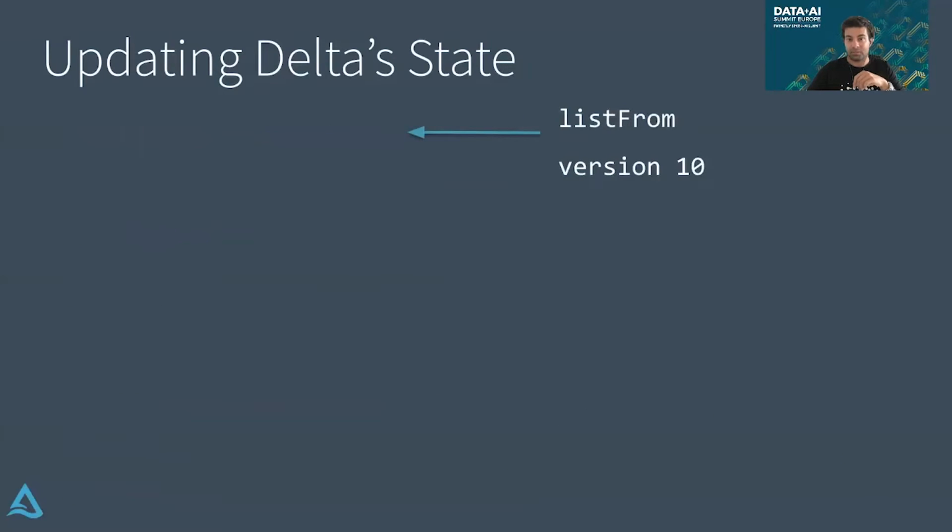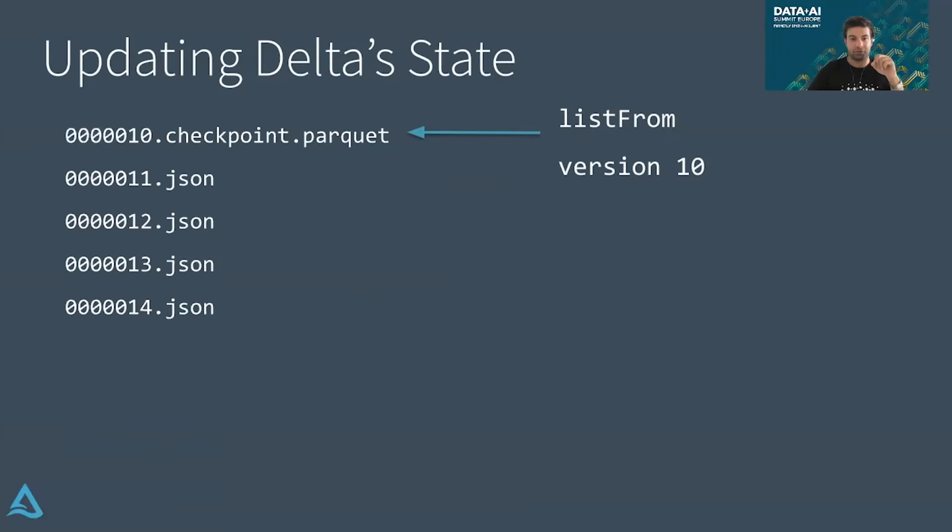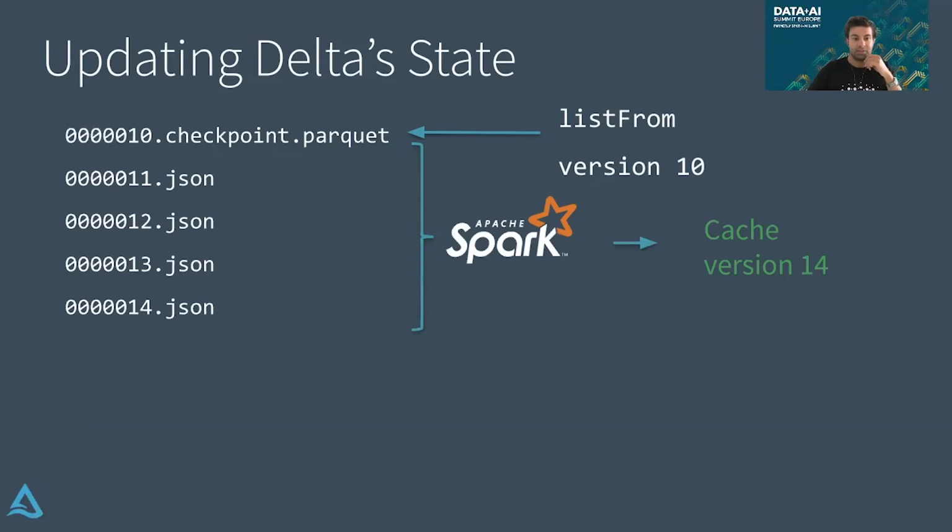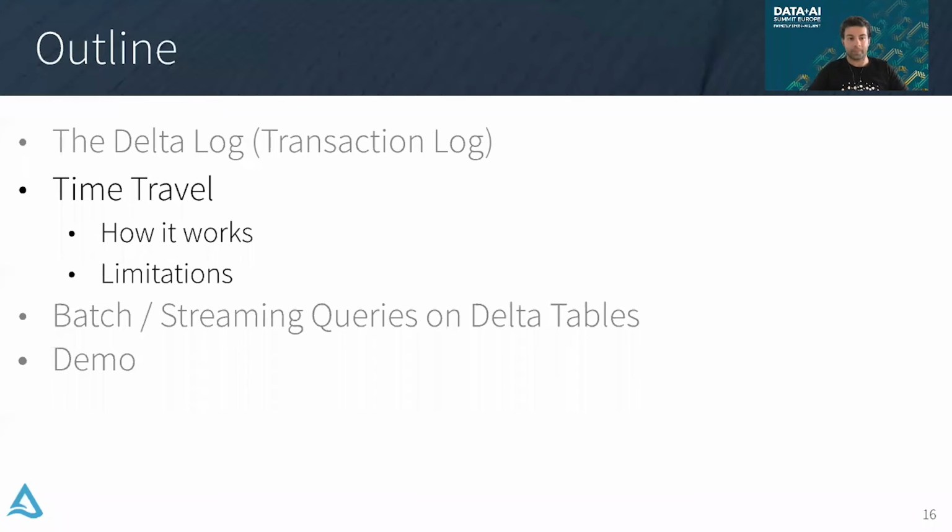And the next time, we'll use our latest available checkpoint version. So we're using version 10 to perform our list, and then we'll see that, okay, we're at version 14. We can compute version 14 and cache it and use that. So that's how essentially the transaction log works.